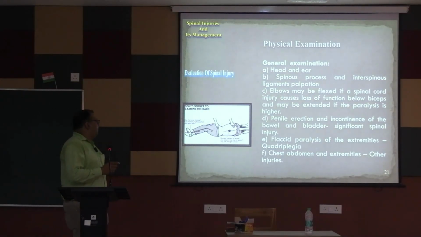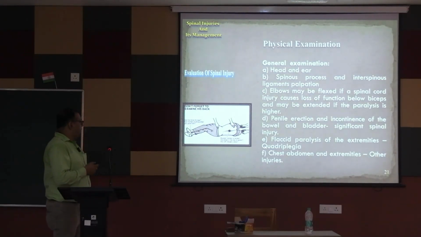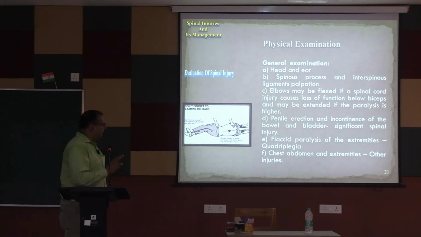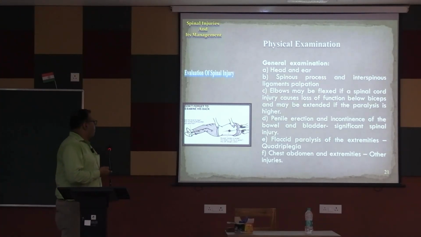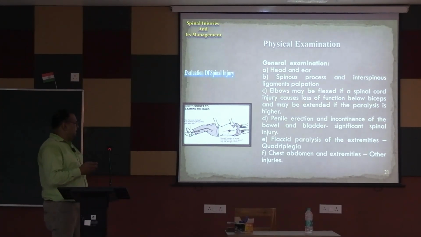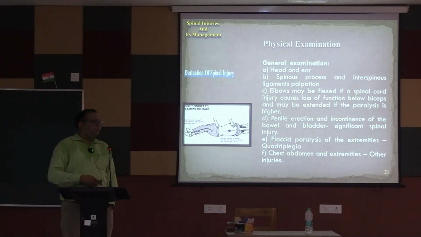Now the general examination: you examine the spinous process and interspinous process. Palpation is not required. You have to check the reflexes, and you have to check the sensory level as well as the motor level, power of the muscles, if possible. If there is flaccid paralysis, that means there is quadriplegia, that means there has been a cervical spine injury and the whole spinal cord has been transected at that level.